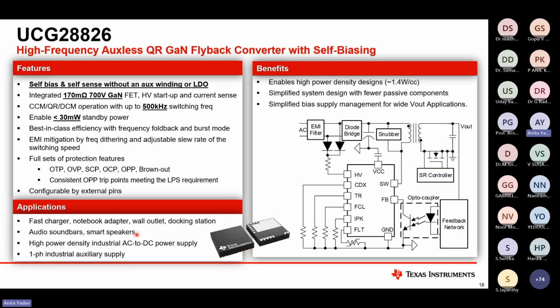From an application point of view, this part can go into fast chargers, notebook adapters, wall outlets, docking stations, audio sound bars, as well as all kinds of high power density industrial AC to DC power supplies, along with single phase industrial auxiliary supply. With respect to its benefits, it enables you to achieve a very high power density design. When we say very high power density, we mean density greater than 1 watt per cubic centimeter. So it's able to achieve approximately 1.4 watt per cubic centimeter.